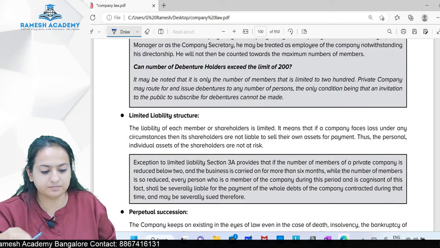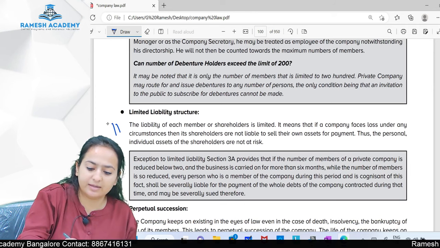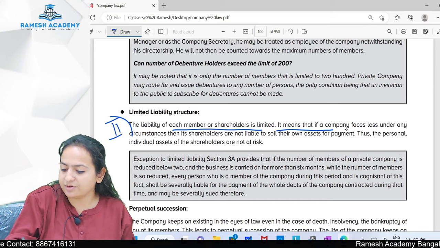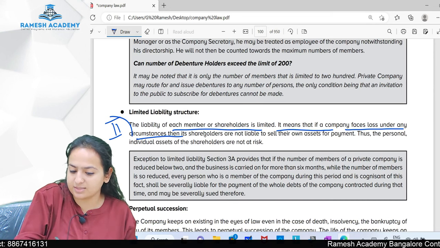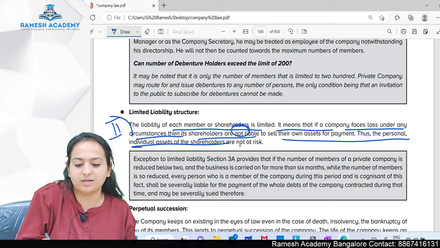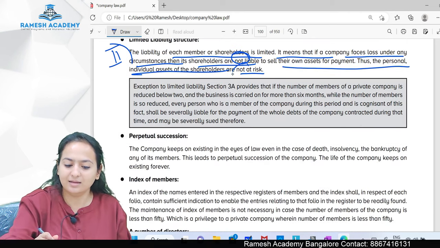Next is limited liability structure. The liability of each member or shareholder is limited. That is, if a company faces a loss, the shareholders are not liable to sell their own assets. Thus, the personal individual assets of the shareholders are not at risk.